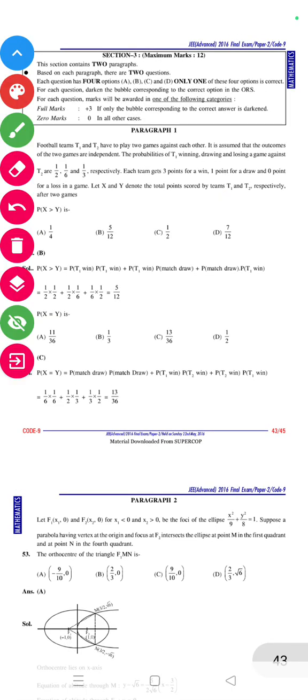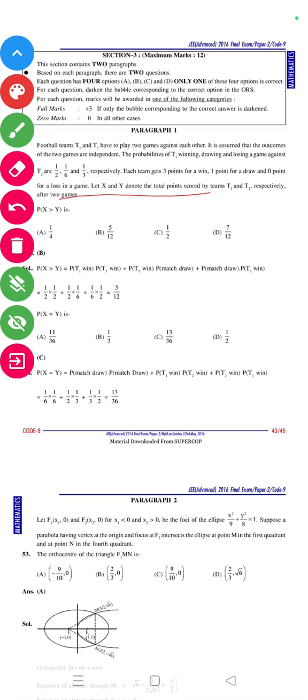अगला सवाल है पैराग्राफ टाइप क्वेश्चन है सब. तो इसमें है कि football teams T1 and T2 have to play 2 games against each other. It is assumed that the outcomes of the 2 games are independent. The probabilities of T1 winning, drawing, and losing a game against T2 are 1/2, 1/6, 1/3 respectively. Each team gets 3 points for a win, 1 point for a draw, and 0 points for a loss in a game. Let X and Y denote the total points scored by team T1 and T2 respectively after 2 games.